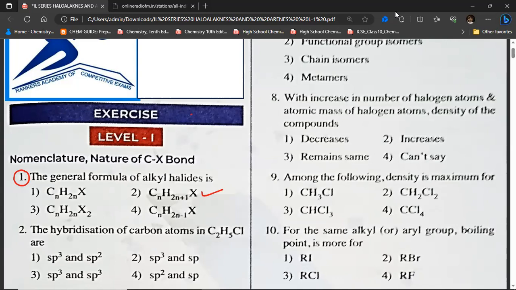If you take a chemical formula like C2H5Cl, ethyl chloride, it matches with this general formula. If n is 2, then 2n+1 is 5. So C2H5Cl is ethyl chloride, or alkyl chloride. The general formula is CnH2n+1X.